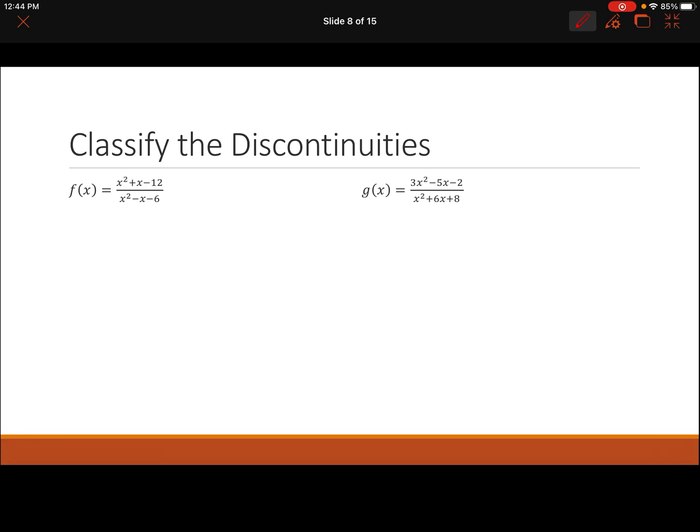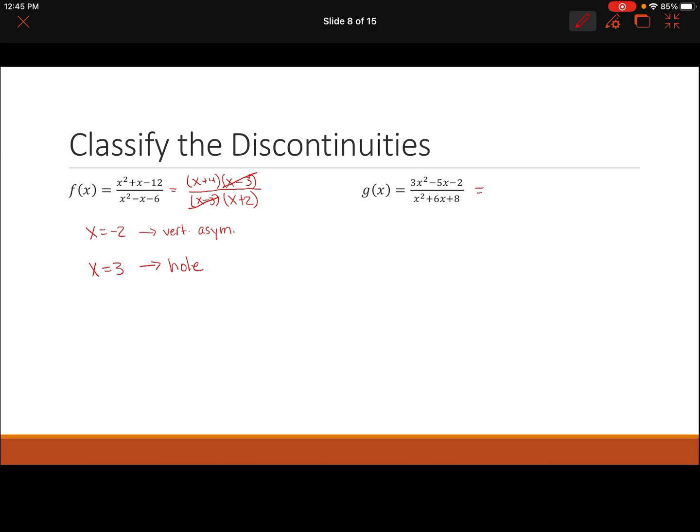So for the next one, we need to classify our discontinuities. That is going to require that we factor the numerator and denominator and then classify our discontinuities. So the numerator is going to factor to be, we already have seen this, x plus 4, x minus 3. In the denominator, we have factors of -6 that add to be -1. So we're going to say x minus 3 and x plus 2. So x equals -2 is a vertical asymptote, and x equals 3 is a hole because it can be factored out by canceling.